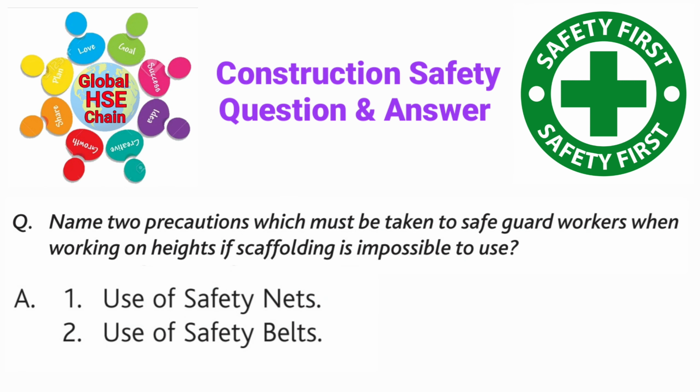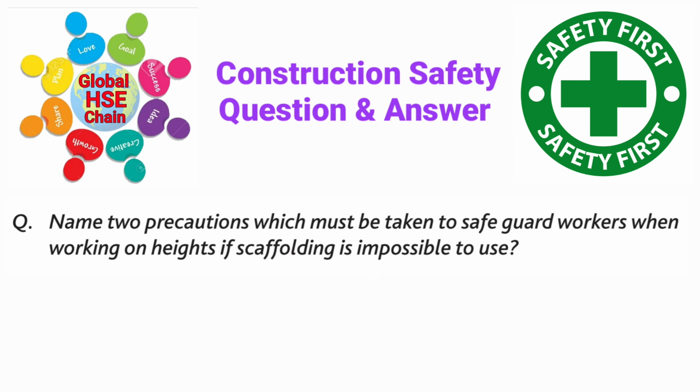Question is, name two precautions which must be taken to safeguard workers when working on heights if scaffolding is impossible to use. And the answer is number one, use of safety nets. Number two, use of safety belts.